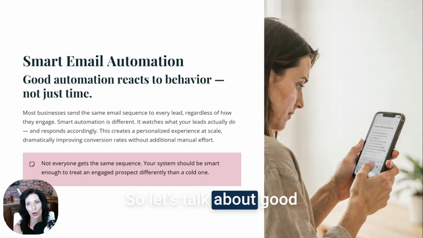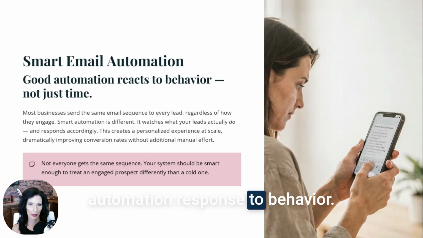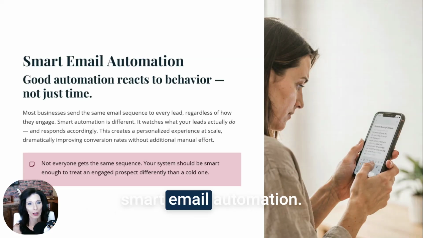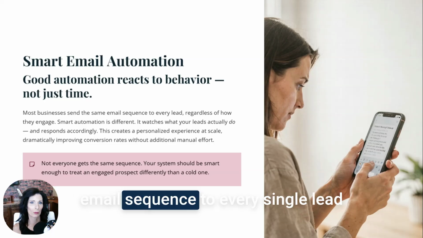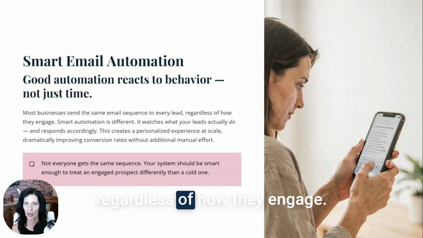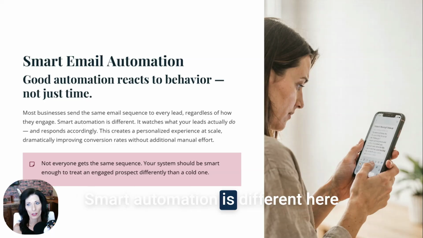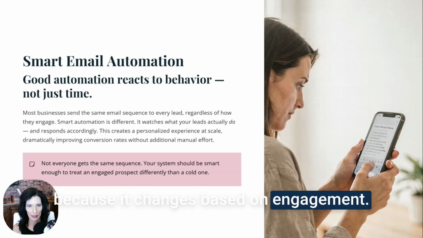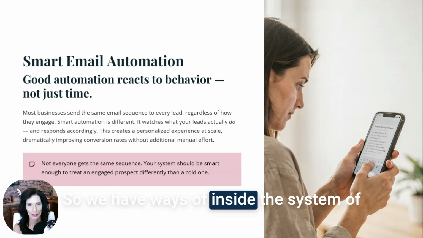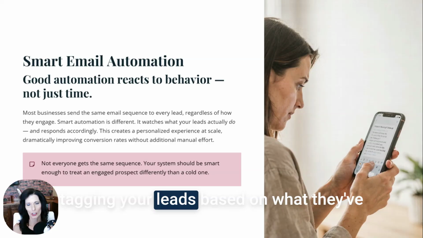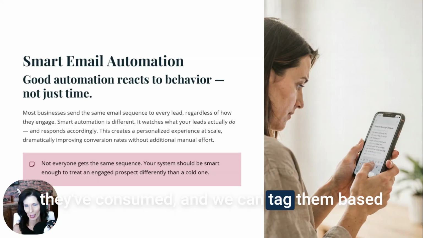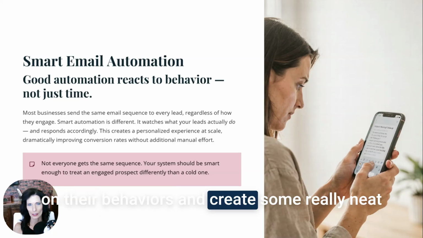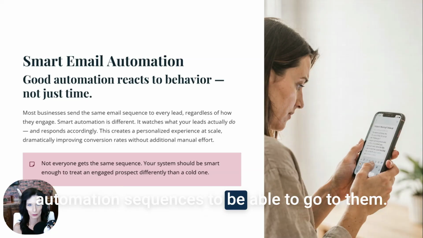So let's talk about good automation: response to behavior. This is where we get into smart email automation. It reacts based on behavior, not just on time. Most businesses send the same email sequence to every single lead, regardless of how they engage. Smart automation is different because it changes based on engagement. Inside the system we have ways of tagging your leads based on what they've shown interest in, what they've clicked on, and what they've consumed, and we can tag them based on their behaviors and create some really neat automation sequences to reach them.